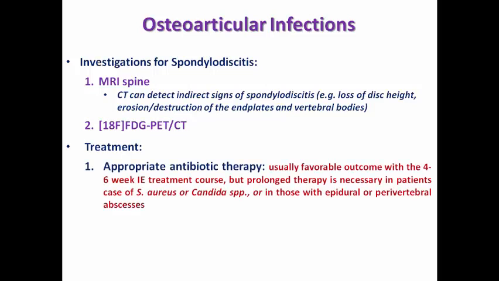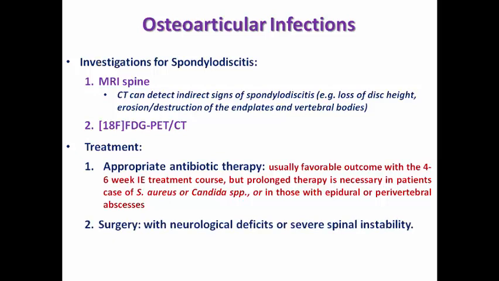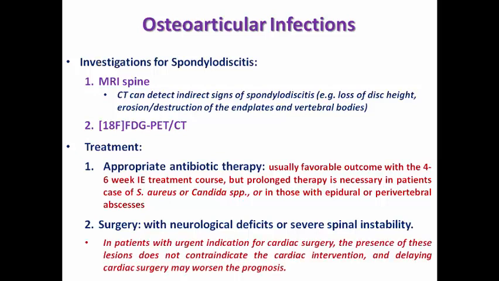And the treatment, of course, appropriate antibiotic therapy for 4 to 6 weeks and sometimes longer, especially in patients with Staph aureus or Candida or developing epidural or perivertebral abscess. Surgery may be indicated in case of neurological deficits or severe spinal instability. And in patients with urgent indications for surgery, please do not delay the cardiac intervention or contraindicate it because of infection in the spine or in the bones. Arrange for surgery to eradicate this metastatic focus and then go as soon as possible for the cardiac surgery.